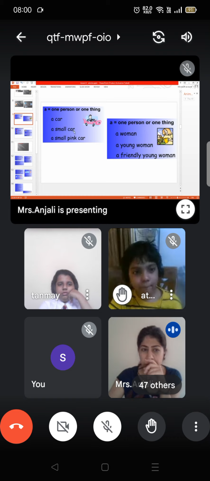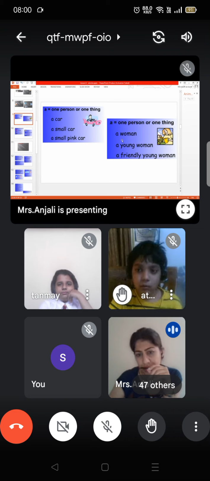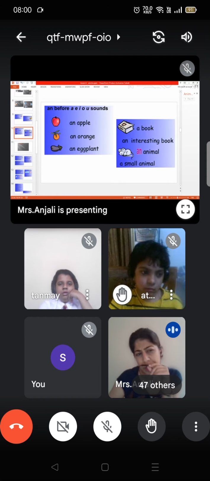Okay. A small car, a small pink car. One person or thing again. I saw a woman coming to the park. I saw a young woman who was standing and chatting, who was talking. So simple, the basic, very basic. These are the vowels. They will have an.